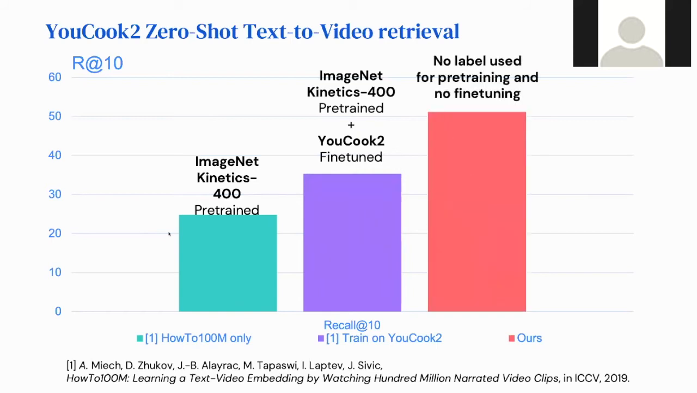But in this work, without any label used for pre-training, so we were not using any ImageNet or Kinetics, and without fine-tuning the representation on YouCook2, we were able to improve the retrieval performance significantly. So this again comforts our hypothesis that by training end-to-end on a very large, uncurated dataset that contains those narrations, we can improve a lot upon supervised pre-training for this kind of task.